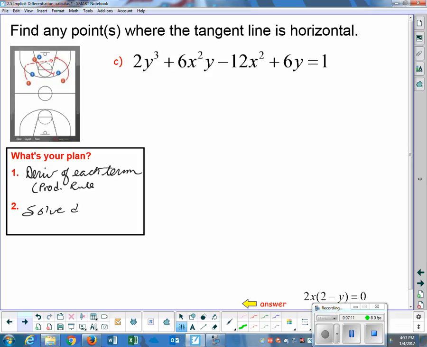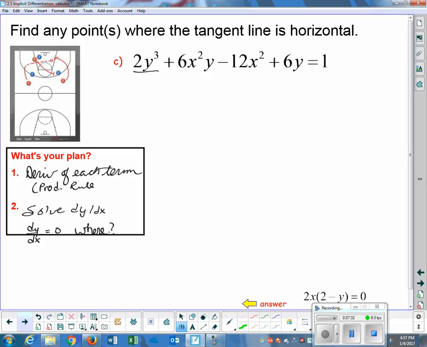Oops, I wrote that backwards. Dy dx. And then it says find any points where the horizontal line, or the tangent line, is horizontal. Oh, then that means I want dy dx to equal 0. Where does that happen, right? That's kind of my game plan. All right, so let's do this work.